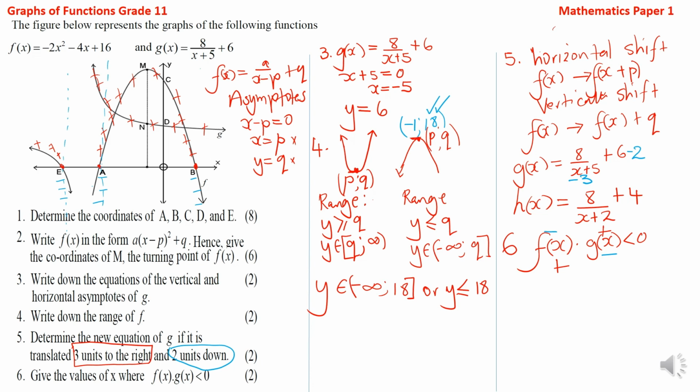Then if you look at point B going to the left side, which means up to infinity, we can see that the hyperbola is positive, but the parabola is negative. So in short, we must look for sections where the graphs have different signs. When one is positive, the other one is negative, and vice versa. That will be the answer for number 6.